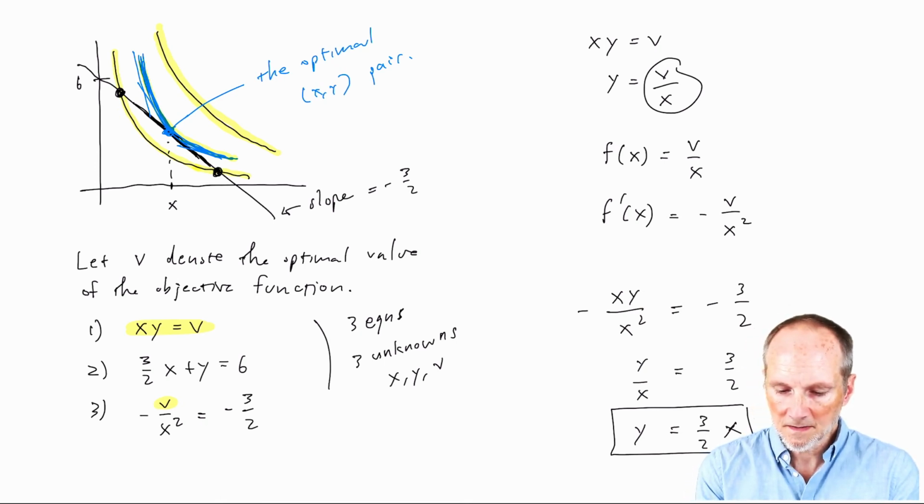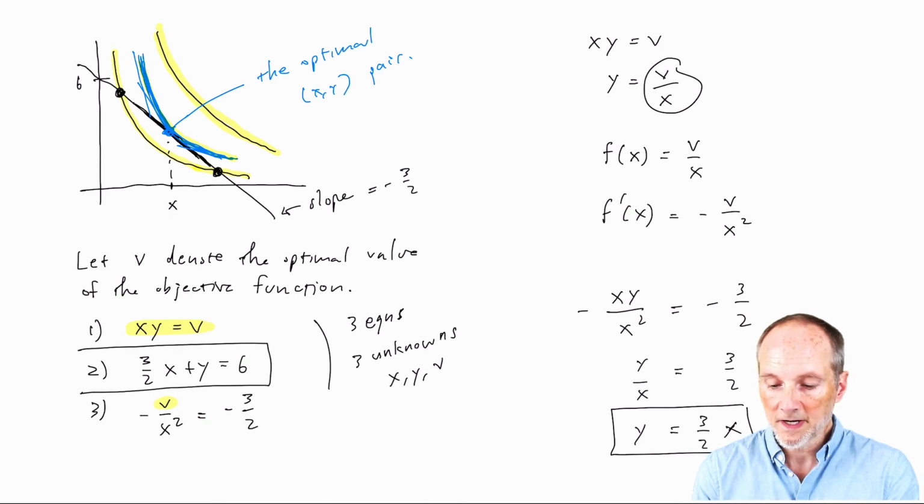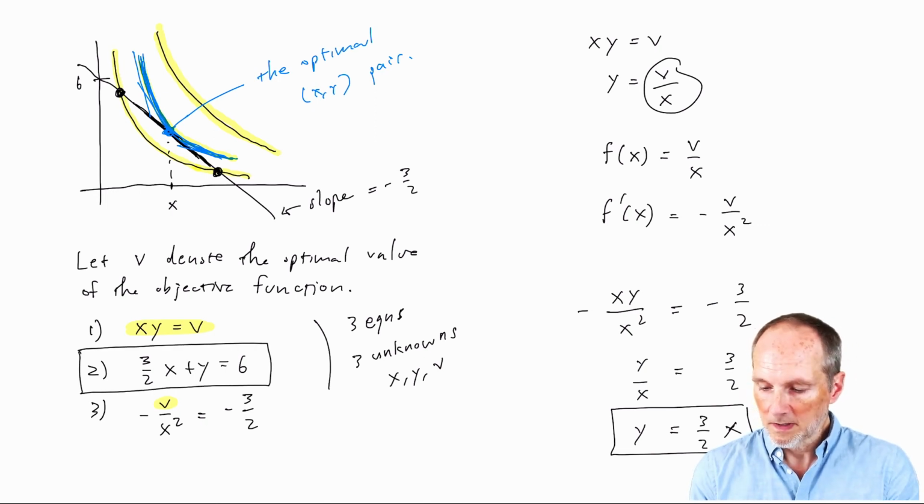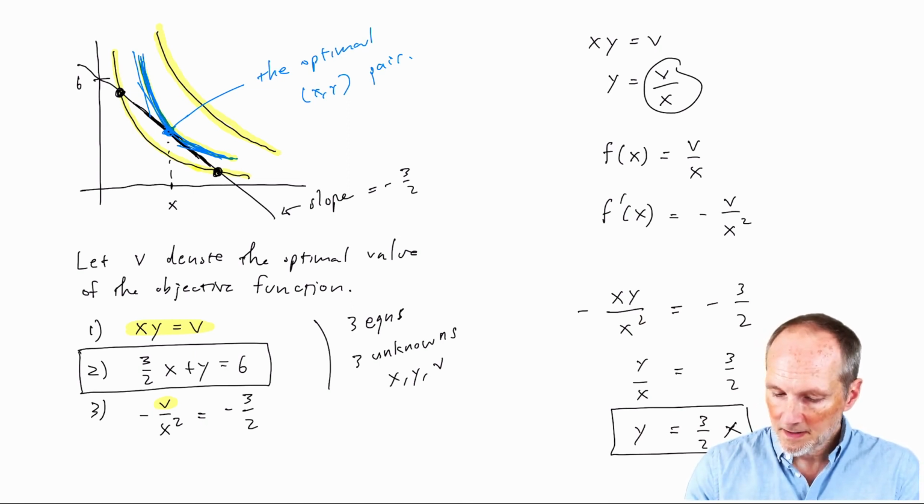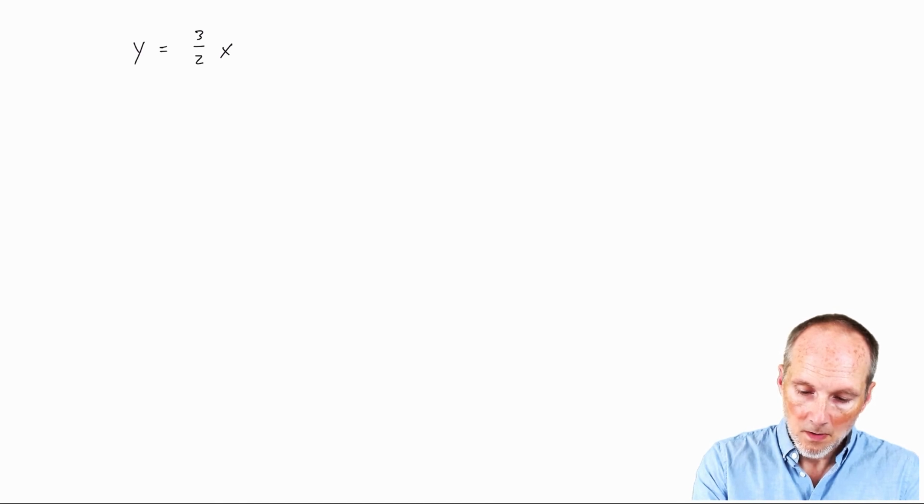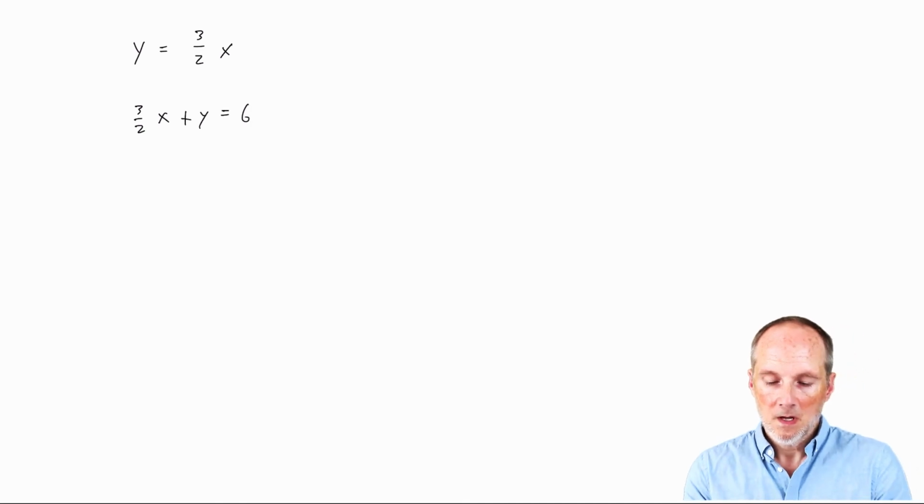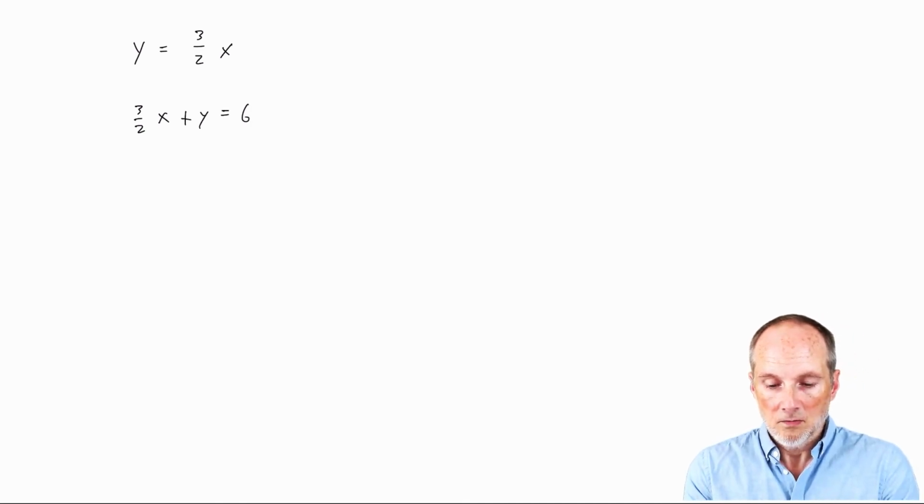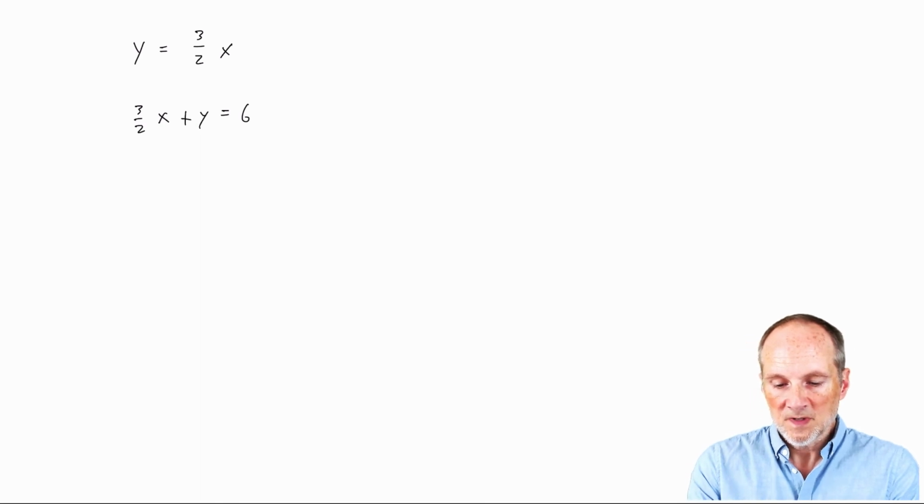Now we haven't used this second equation yet, the constraint. So now we're just going to do another substitution. Let's do that on the next slide. So we had y equals 3/2 times x, and we also have 3/2 times x plus y is equal to 6. All right, now we'll do our substitution.